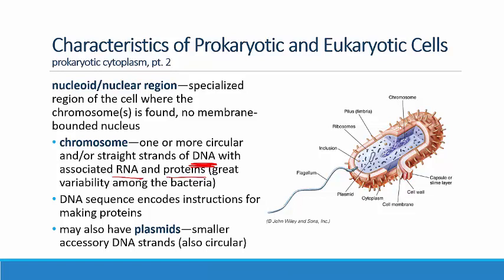And then there may also be structures called plasmids. Plasmids are accessory DNA strands, and they're also circular. These are just bits of DNA that the prokaryote, the bacteria, has shared with or received from another prokaryote, in a process where they share genetic information with each other in the form of these little plasmids. So just little loops of DNA. A plasmid is like a little circle.